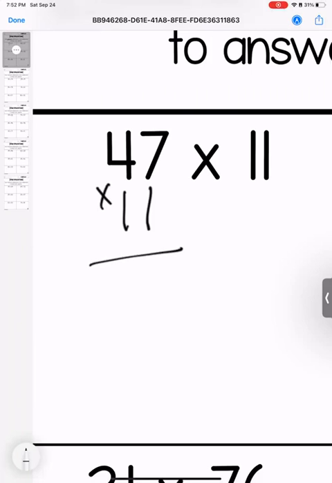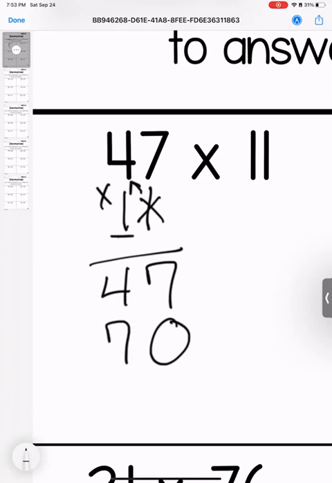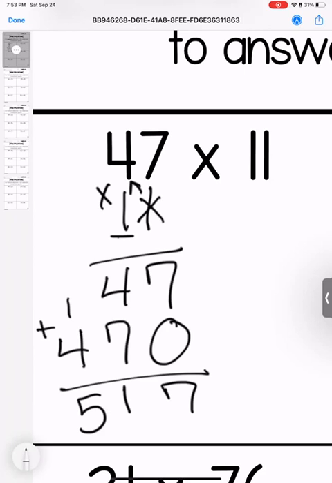We have 47 times 11, starting with our ones place. 1 times 7 is 7. Remember, we go up and then over. 1 times 4 is 4. We're done with the ones place. We add our place saving 0. Go over to the tens. 1 times 7 is 7. 1 times 4 is 4. And we add. 7 and 0 is 7. 4 and 7 is 11. 4 and 1 is 5. Number one's answer is 517.